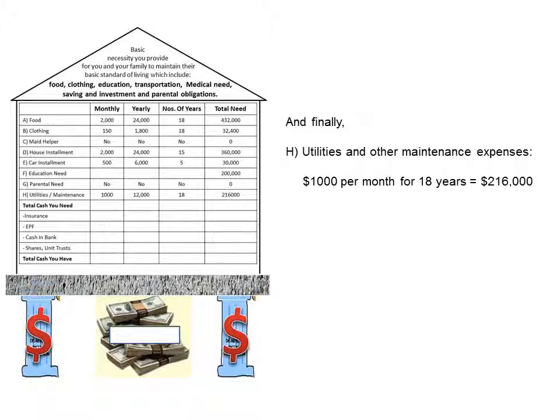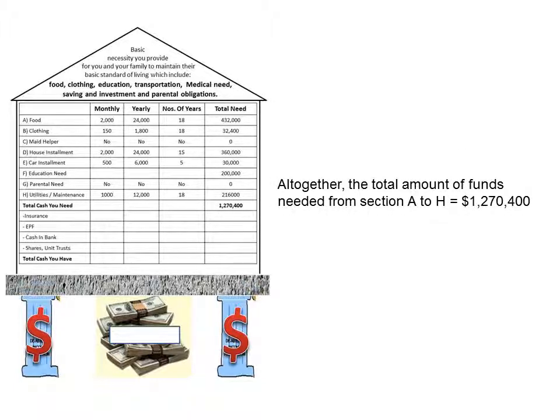And finally, H. Utilities and other maintenance expenses. $1,000 per month for 18 years would be $216,000. Altogether, the total amount of funds needed from Section A to H is $1,270,400.